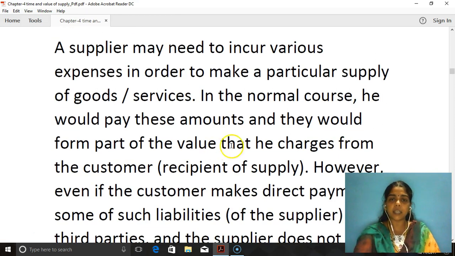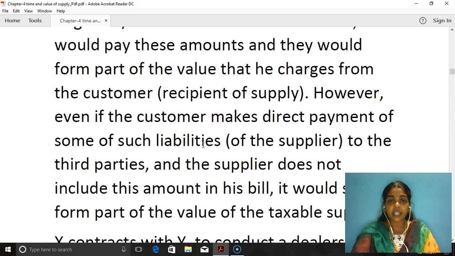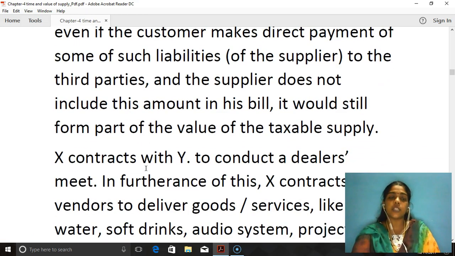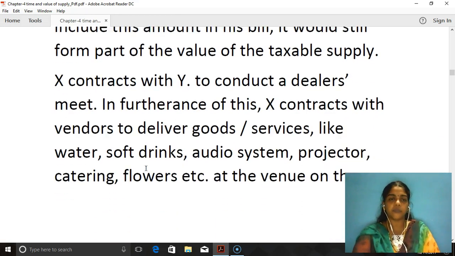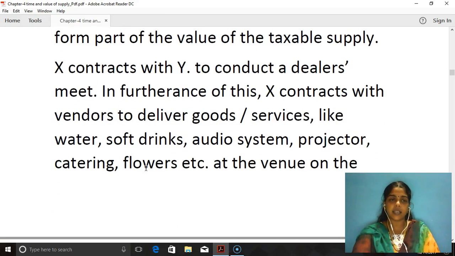He would pay this amount and they would form part of the value that he charges from the customer. Yes. However, even if the customer makes direct payment of some of the liabilities to the third parties and the supplier does not include this amount in his bill, it would still form part of the value of the taxable supply. Now, to understand this better, we would go with an example.